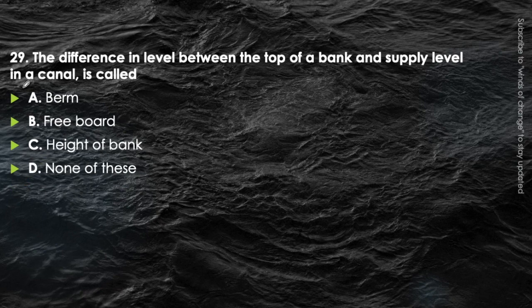Next question. The difference in the level between the top of the bank and supply level of the canal is called berm, freeboard, height of the bank, or none of these. This is a very easy question. We call it freeboard. Supply level means the highest flow level or the full supply level at which the canal can flow, and the berms are placed a little above it. The difference is called the freeboard.